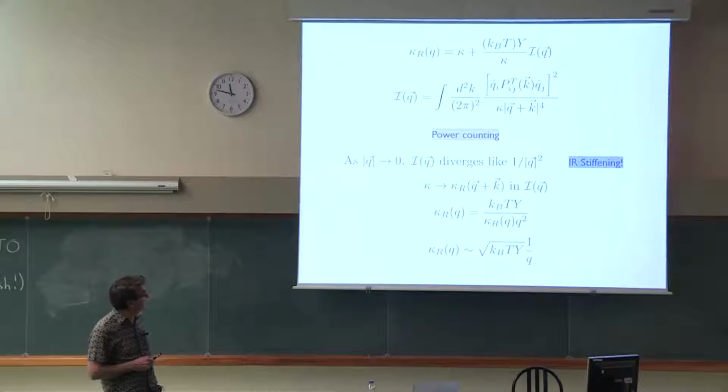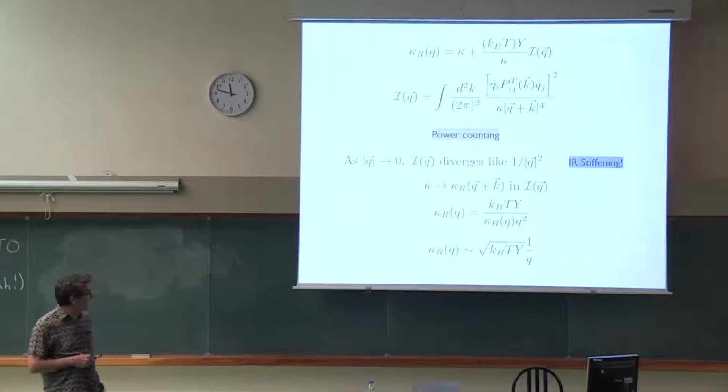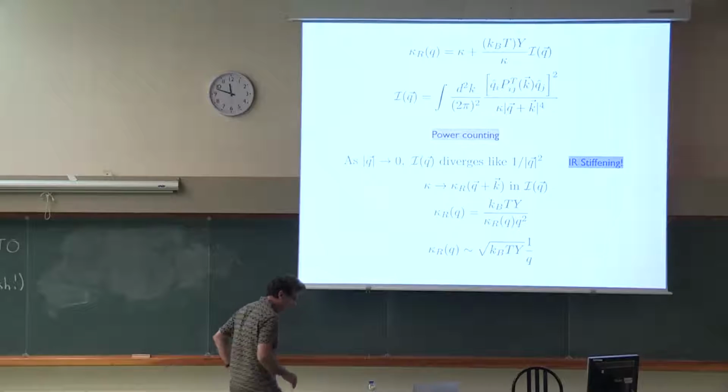It's not self-consistent. If instead you take this bending rigidity, so this kappa_R(q) has to have the form, basically, k_BT Y over kappa normalized times the 1 over q squared divergence from power counting. So this means that kappa squared should go like 1 over q squared, or kappa should go like 1 over q. That's the self-consistent solution with coefficient square root of k_BT times Y. So this is what Nelson and Peliti did. This is the phenomenon of thermal stiffening of the bending rigidity due to fluctuations.